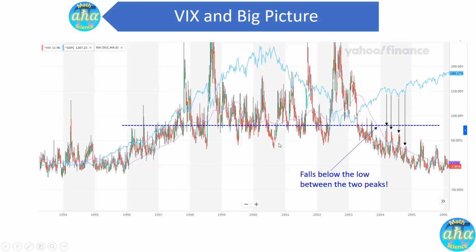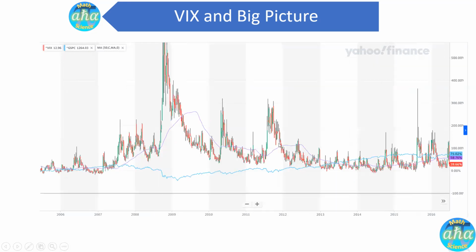So this was the 2000 bear market. Now fast forward to the 2008, 2009 bear market. As you can see, again, you can draw this line. This is the low between these two peaks. And then this is when the VIX 15-week moving average falls below this low. After that, you can again see the VIX spikes. But these again represent times that you can enter the market or increase positions.